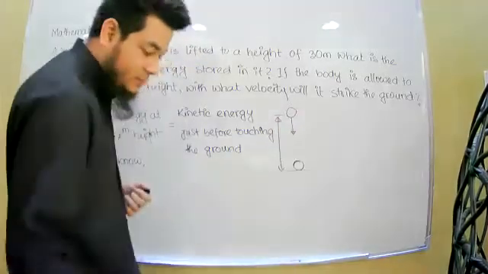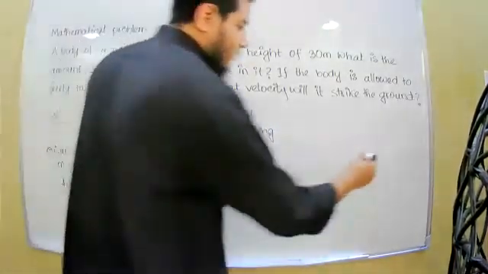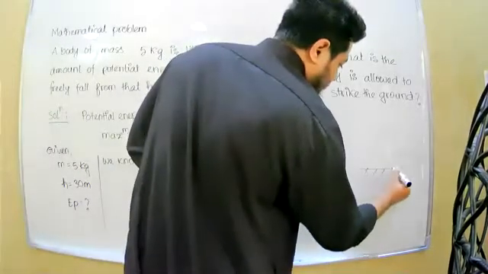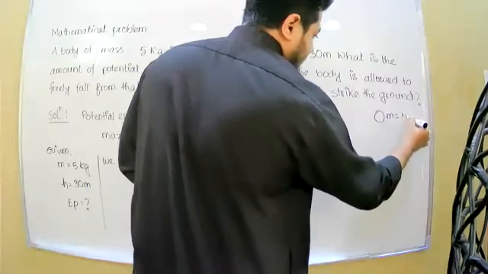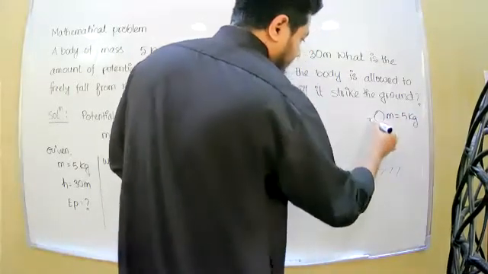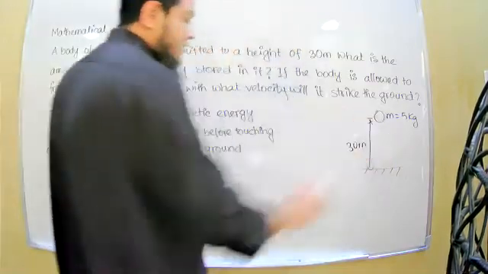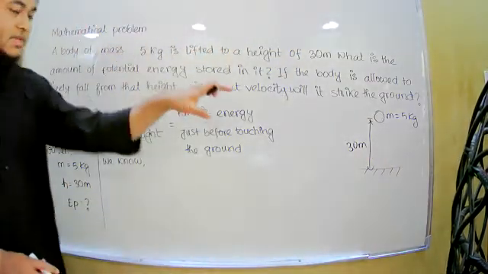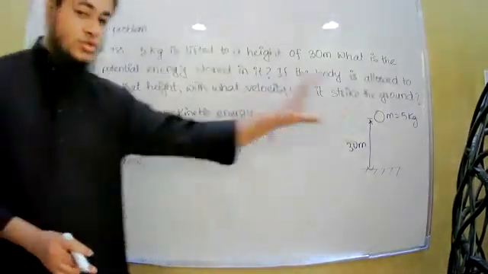I will draw the figure a little more to the right, like this. This is the ground and this is the body which has a mass of 5 kg, and it is at a height of 30 meters from the ground. Okay, just draw this figure. It is always better to give a figure because it shows that you have understood the scenario.